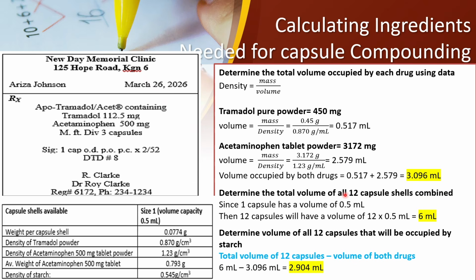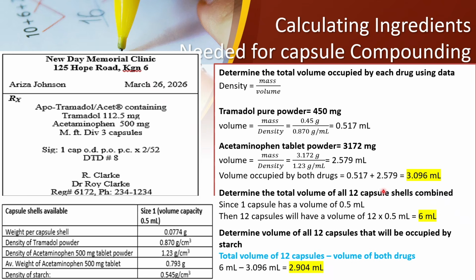So once we define the amount of powder, whether it be tablet powder or pure powder for the 2 drugs, we are now going to use density information to calculate the volume that these powders are going to occupy. So we know density is mass over volume. We know we're using 450 milligrams of tramadol powder and 3,172 milligrams of acetaminophen tablet powder. So we just use the density equation and the density of the powders to determine the volume. Okay? And we determine the volume that these powders will occupy.